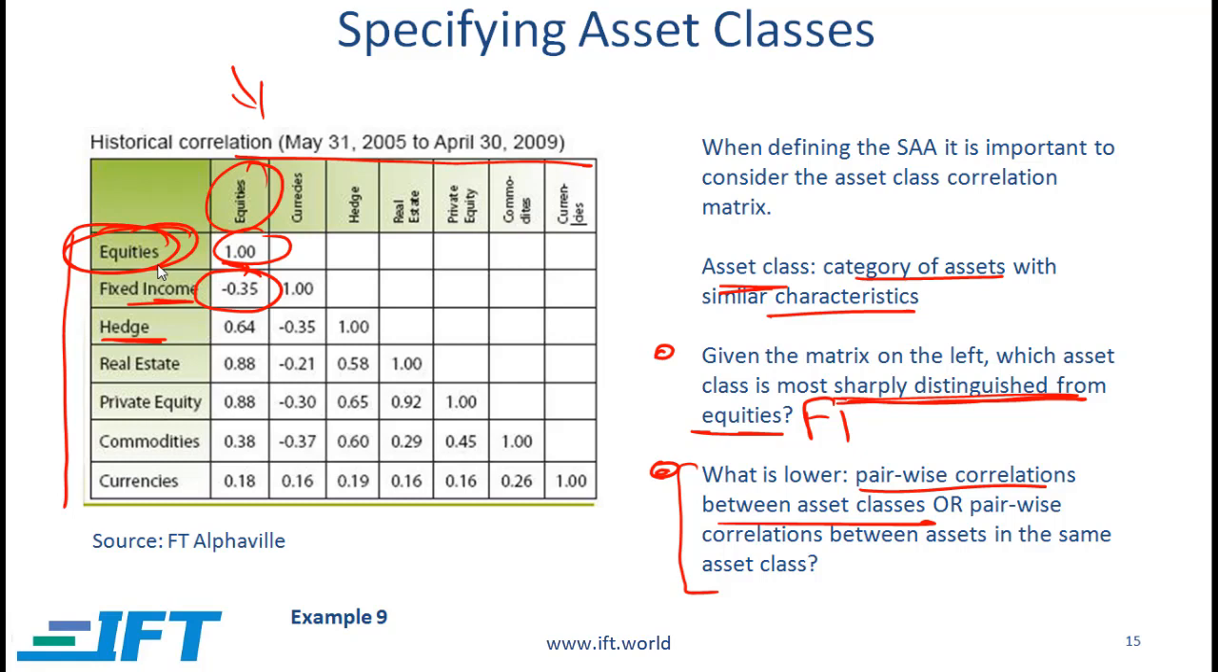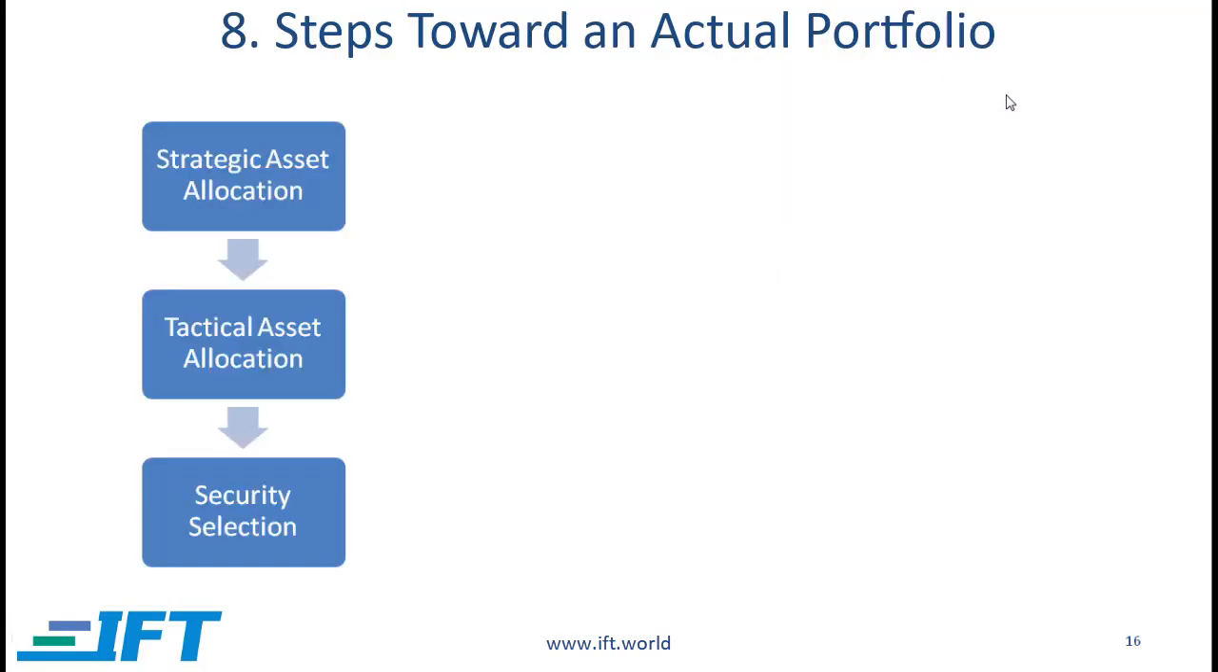And that is why it makes a lot of sense to define your strategic asset allocation where we are defining the relative weightage of different asset classes such as stocks, bonds, commodities, and so on. Steps toward an actual portfolio. We've talked about strategic asset allocation.